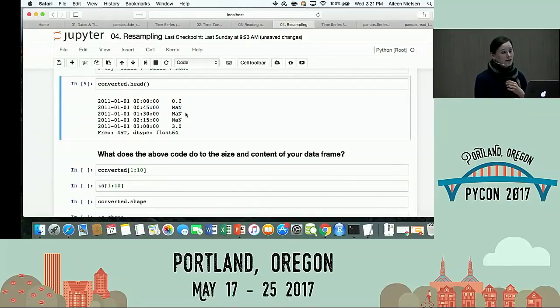You can make it interpolate, and I think we will talk about that in a little bit, actually. And there's also, of course, different ways to interpolate, right? You can do a linear interpolation, you can do a polynomial interpolation, et cetera.